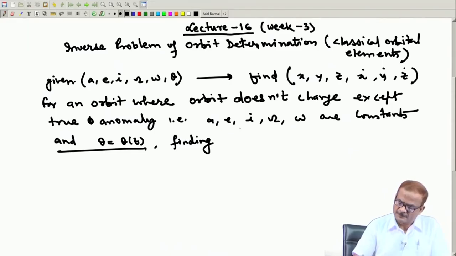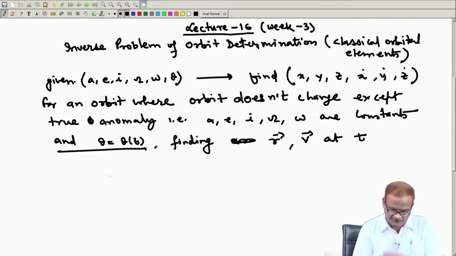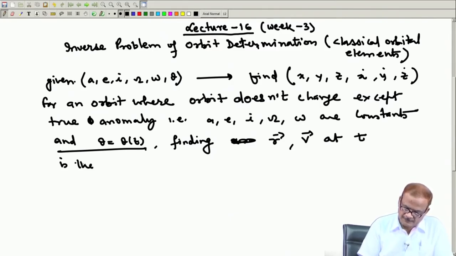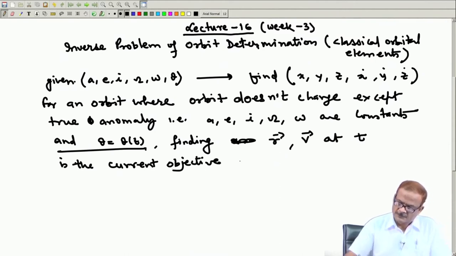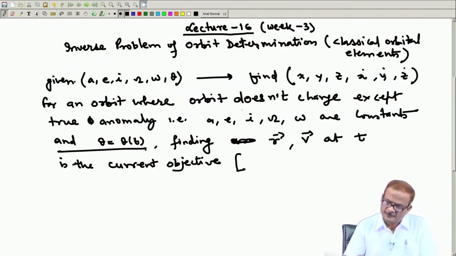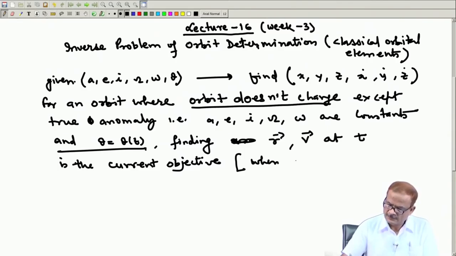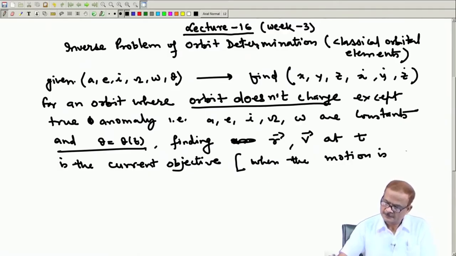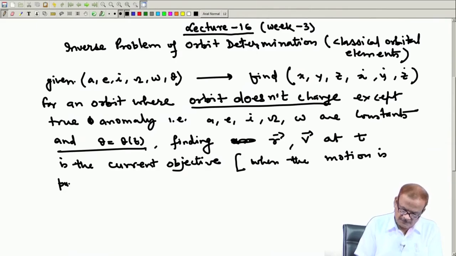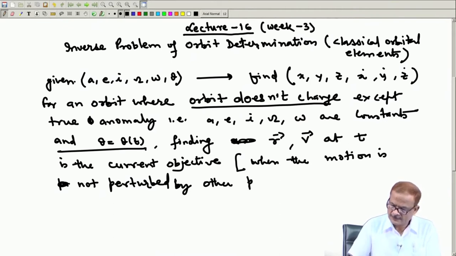Finding R and V at T is the current objective. So, when does this happen? The orbit does not change when the motion is not perturbed by other planetary systems.